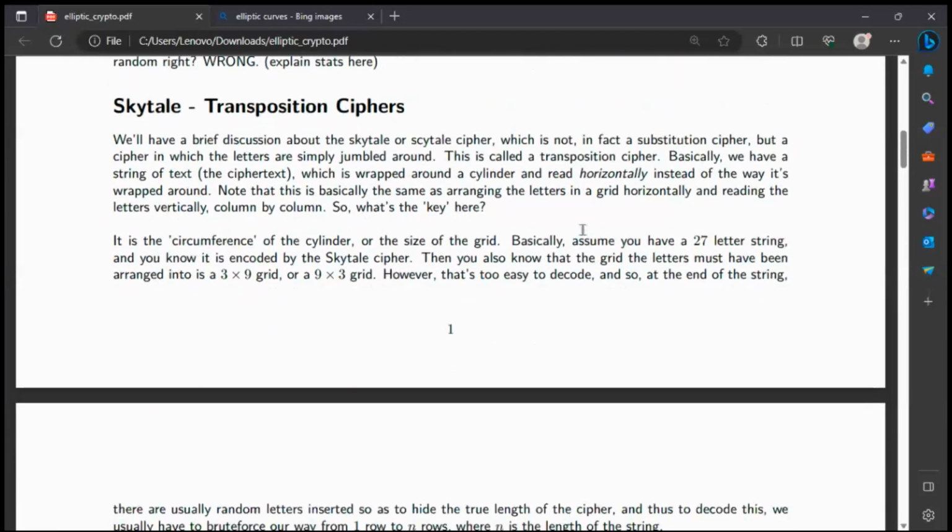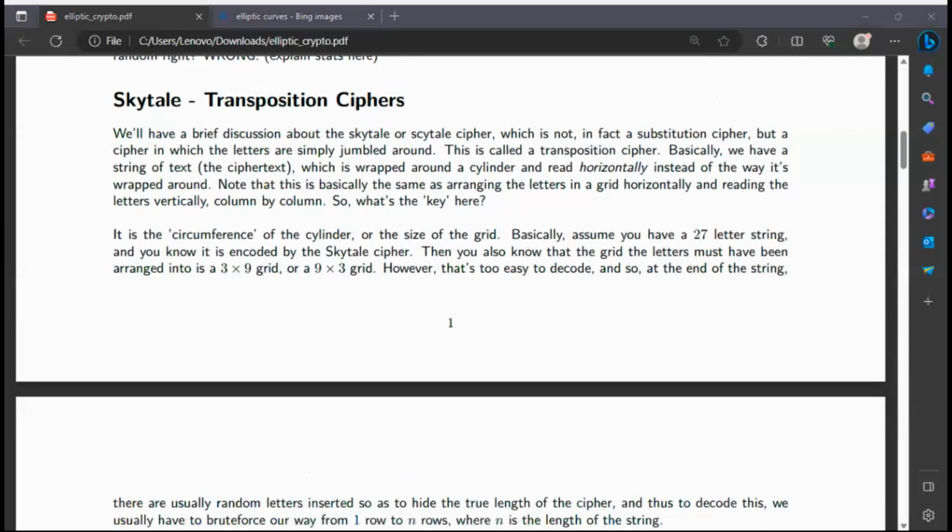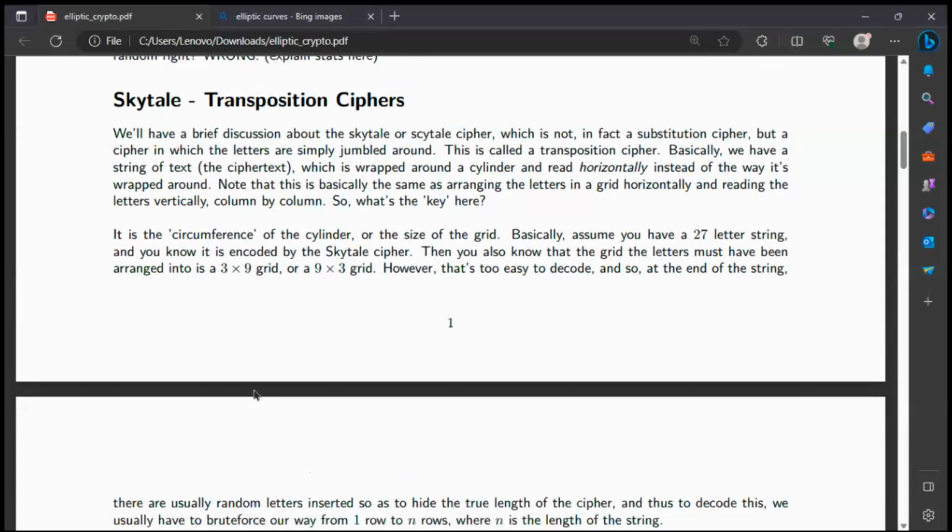So yeah, that was substitution ciphers. Is everything clear up till this point? Yes. Nice. So we'll move on.